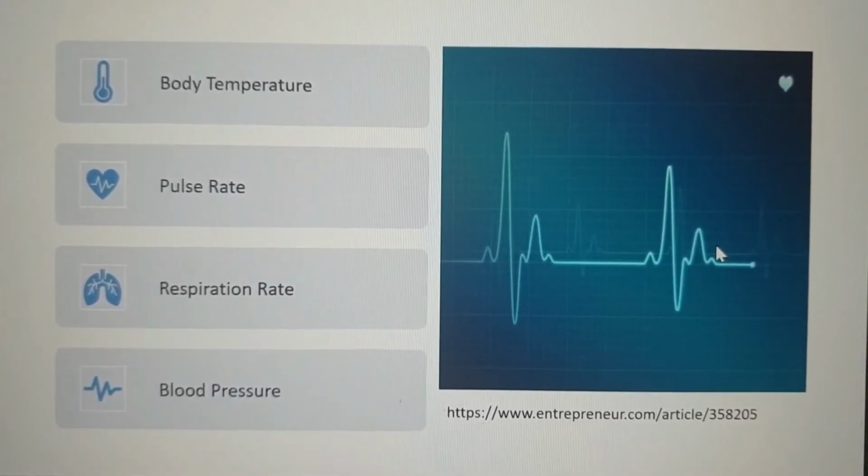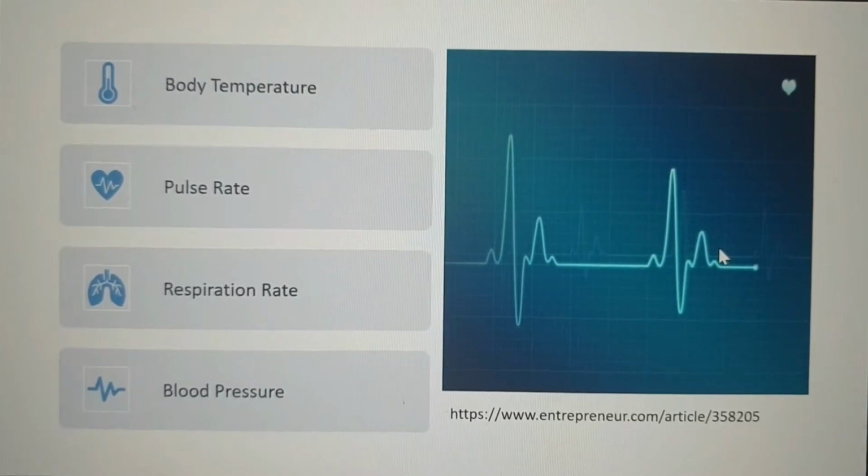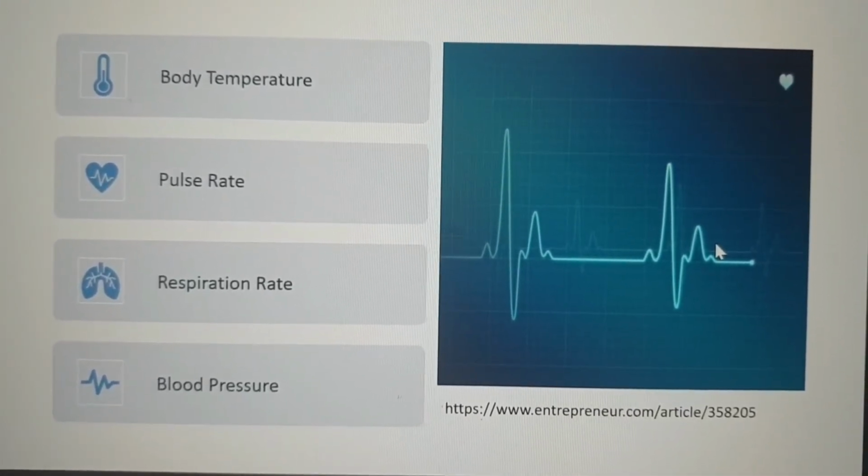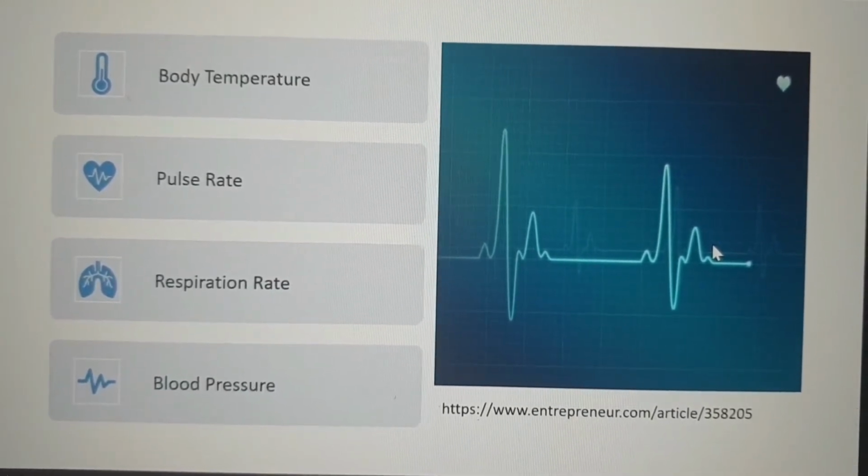The four main vital signs routinely monitored by medical professionals and healthcare providers are body temperature, pulse rate, respiration rate, and blood pressure.